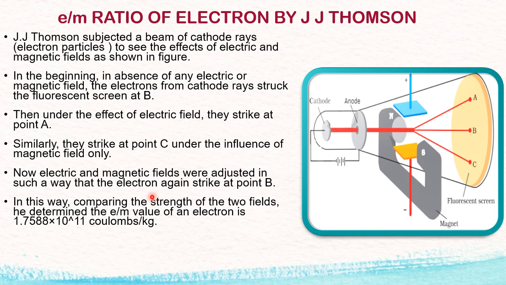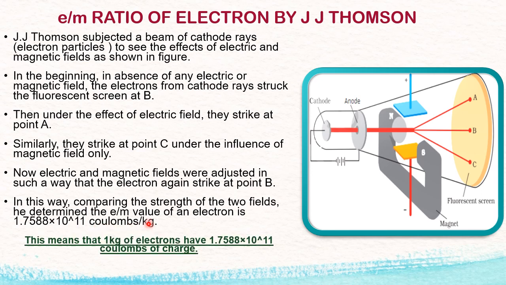So the e/m value, according to J.J. Thomson, is found to be 1.7588 × 10^11 coulombs per kilogram. That means if you take 1 kilogram of electrons, they have a charge equal to 1.7588 × 10^11 coulombs. So this is the beautiful experiment by J.J. Thomson to determine the e/m ratio.